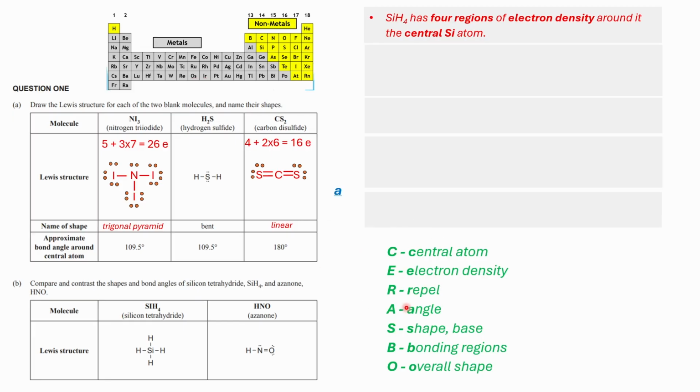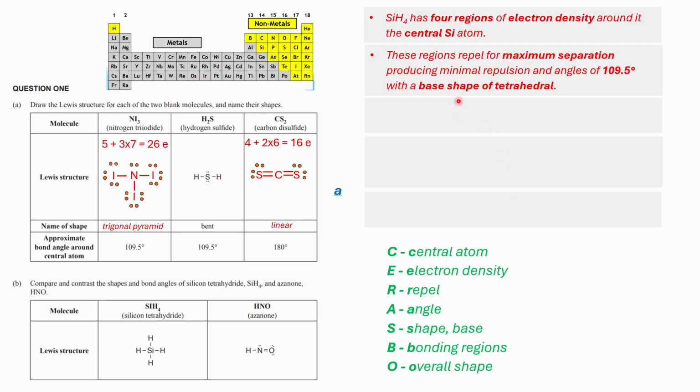You need to make sure you link that their position is around the central atom and state what it is. The next thing I'm going to say is that these regions repel for maximum separation, so they push away from each other as much as possible, producing angles of 109.5 for a base shape of tetrahedral. Notice here I've completed SARAS, or the first 5 of the 7 points here. So now I'm just going to talk about the bonding regions and the overall shape. All of these regions are bonding, so the overall shape is tetrahedral.